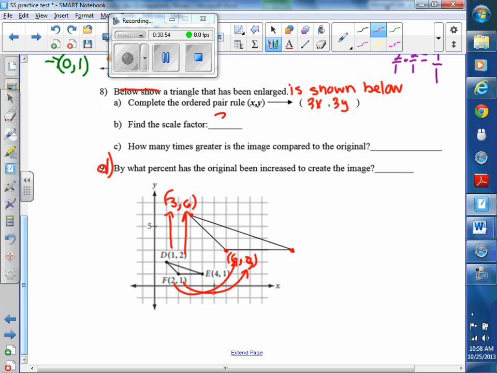Scale factors. How many times greater is the image compared to the original? Three times. And by what percentage has the original been increased?